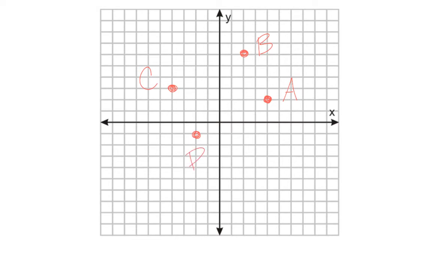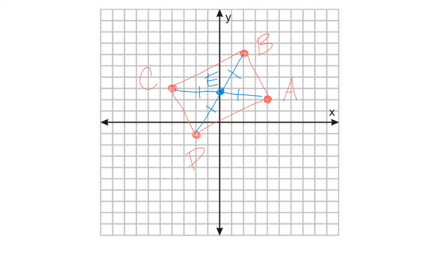Once we've plotted our coordinates, let's connect the dots. And this should be a rectangle, since it was described as a rectangle in the question. We want to figure out if the diagonals of this rectangle bisect each other, which means all of these 4 line segments will have the same length. I'm going to call this point of intersection E.